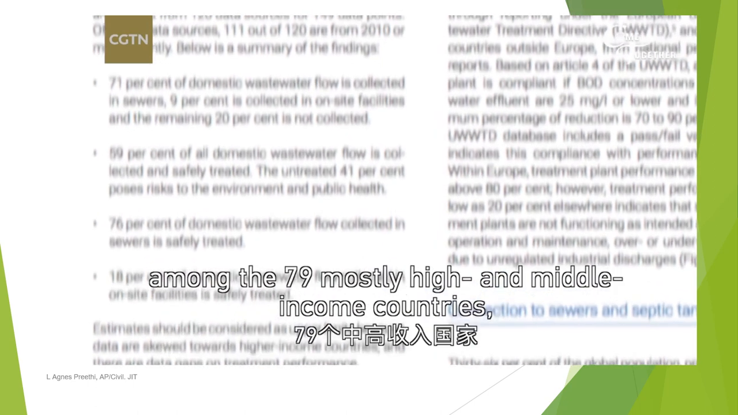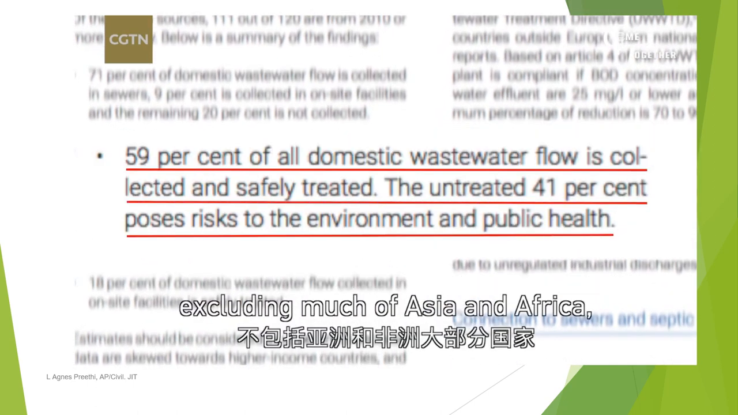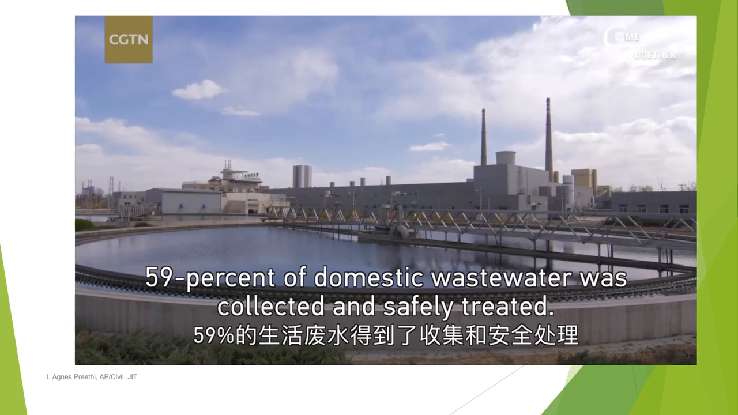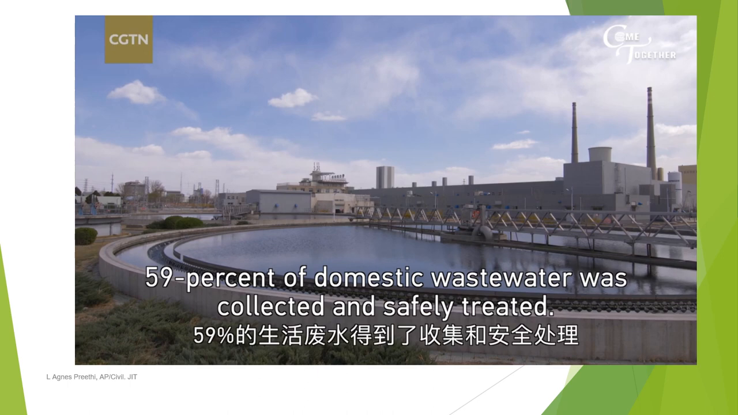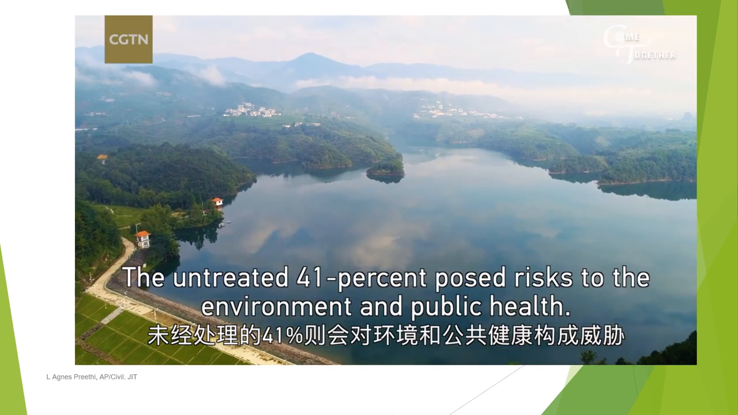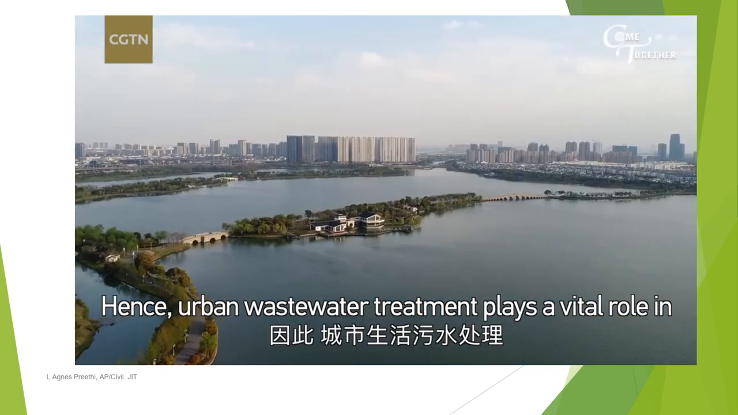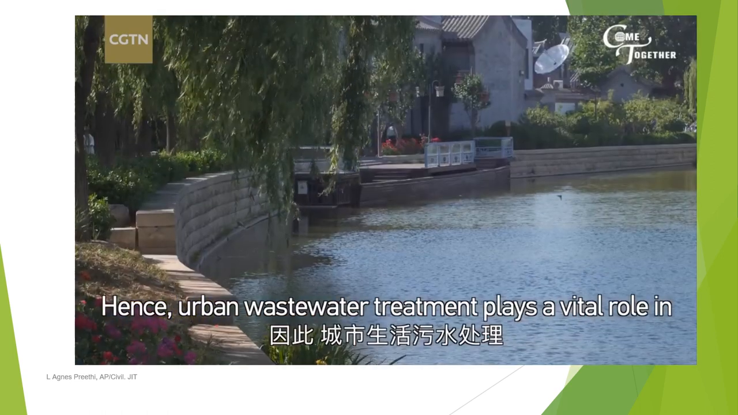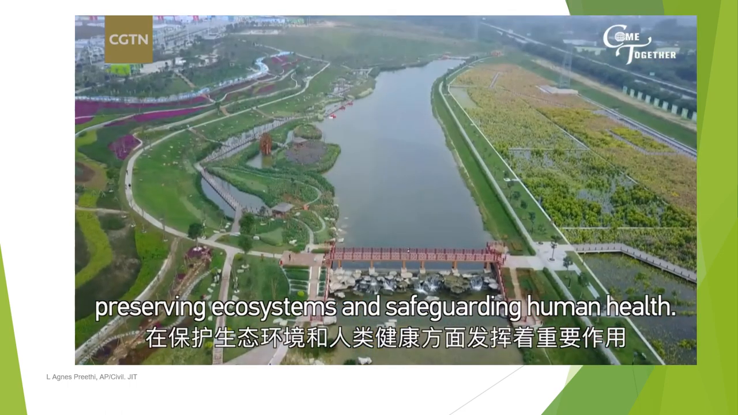According to Progress on Safe Treatment and Use of Wastewater, jointly released by the United Nations and the World Health Organization, among the 79 most high and middle-income countries, excluding much of Asia and Africa, 59% of domestic wastewater was collected and safely treated. The untreated 41% posed risks to the environment and public health.